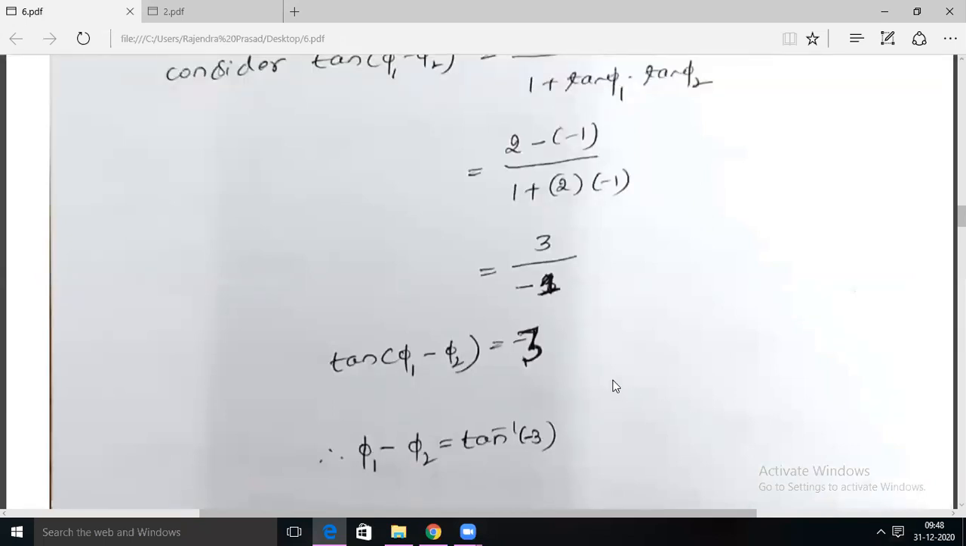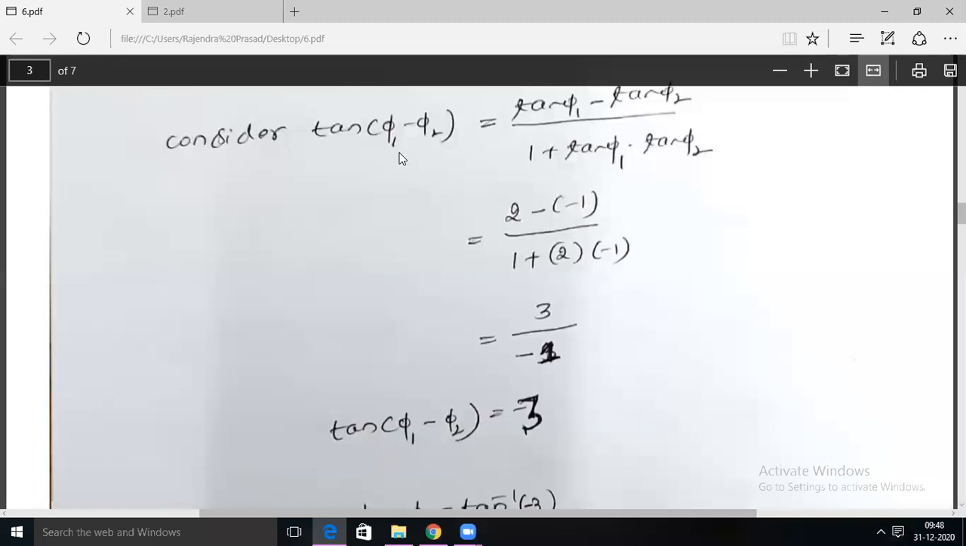So that's why we have to use the formula for tan of phi 1 minus phi 2, right?